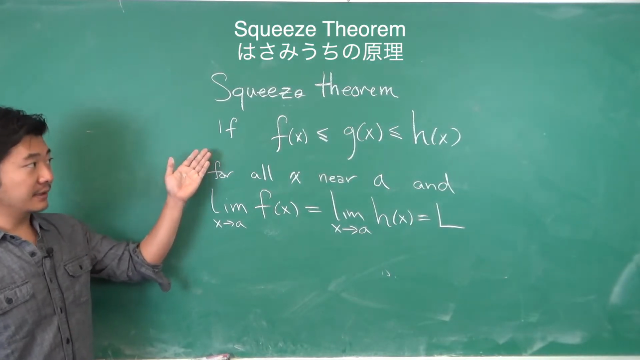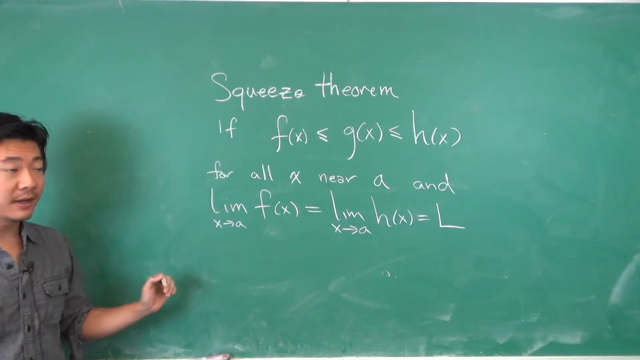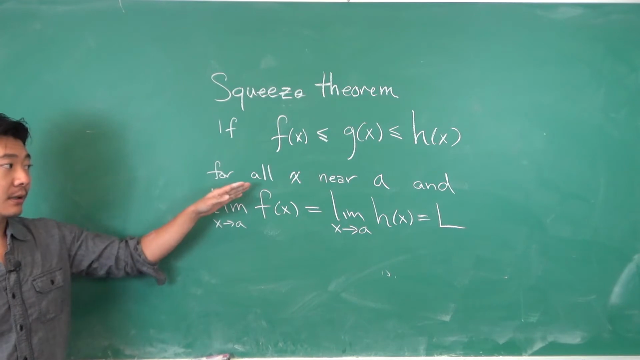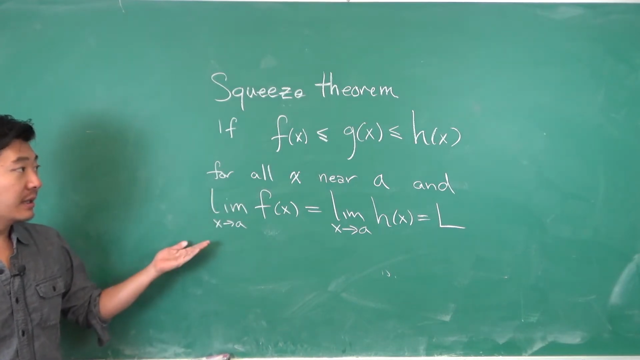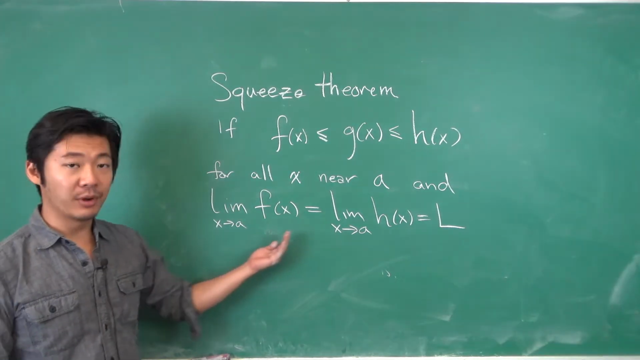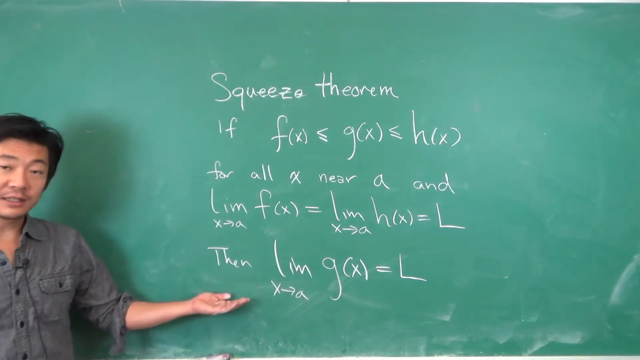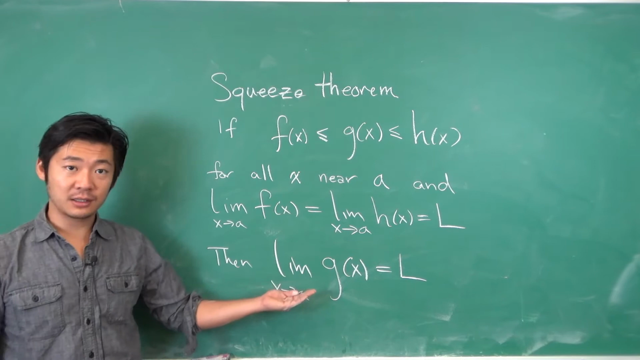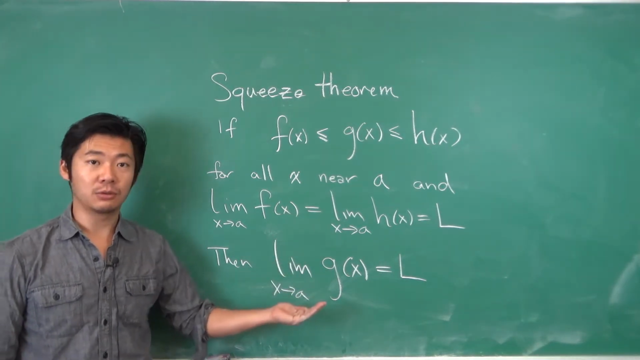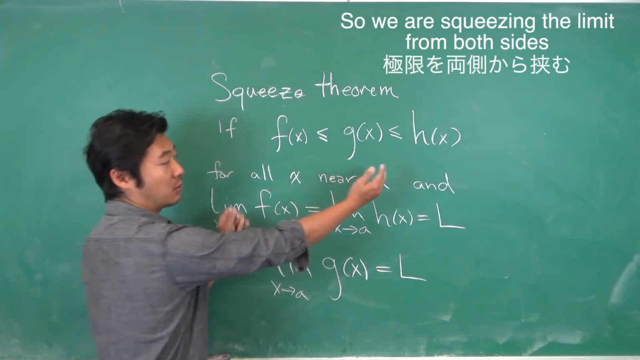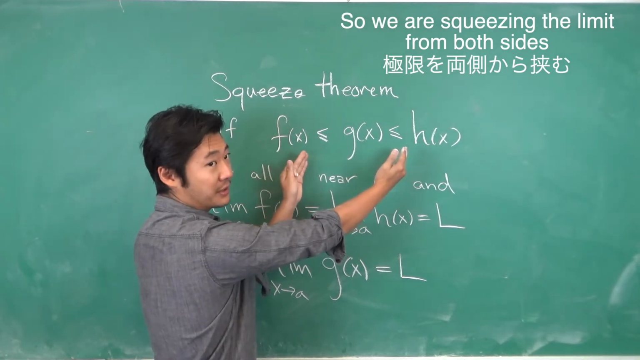If f of x is less than g of x is less than h of x for all values x near a, and the limit of f and h exists, and they're both equal to some number, let's say L, then the limit as x goes to a of g of x exists, and it's equal to L. So we are squeezing the limit from both sides.